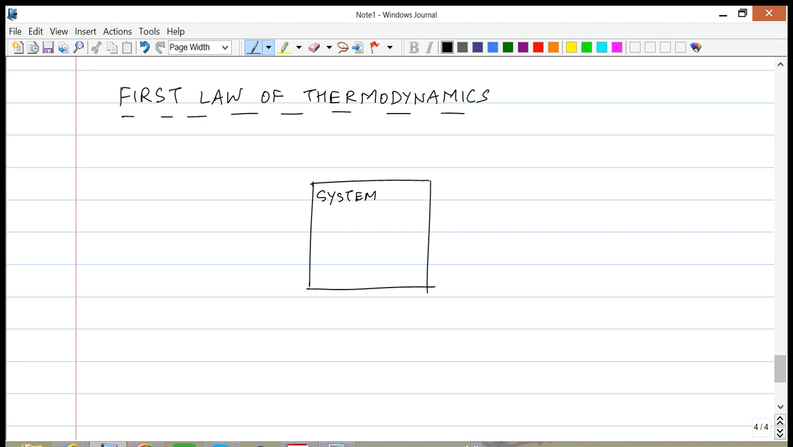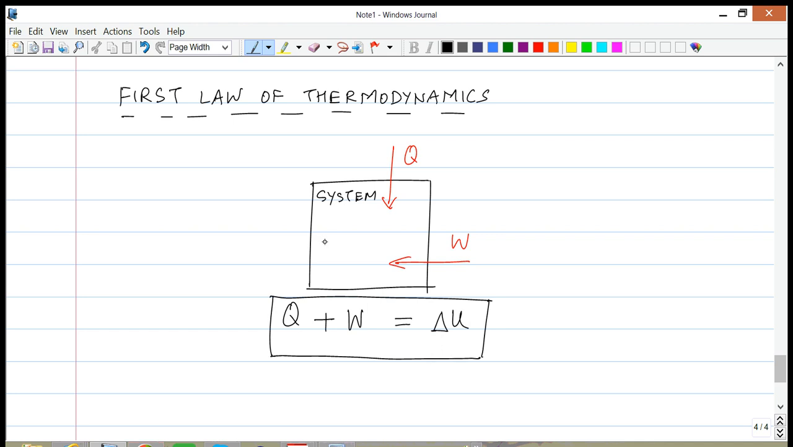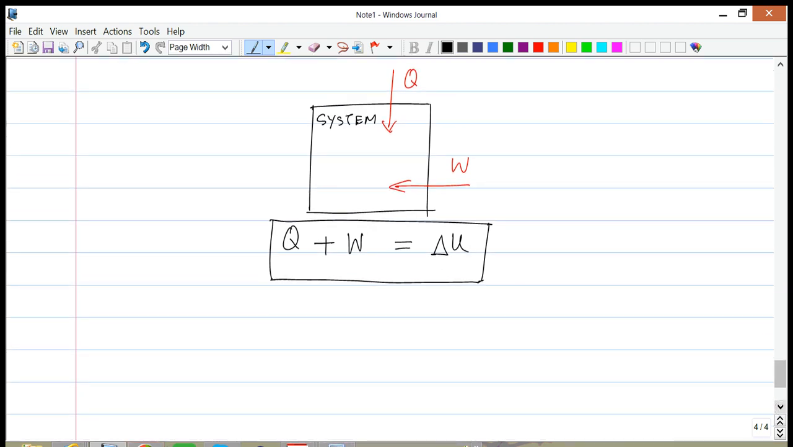Anyway, the first law of thermodynamics says the following: if you have a system and you add some heat Q to the system and you also do some work W on the system, then as a result of these two external things, you are going to change the internal energy of the system. So Q plus W is equal to delta U. It is essentially the energy conservation law. If you're adding heat or doing work, you're going to change the internal energy of the system. It is as simple as that.